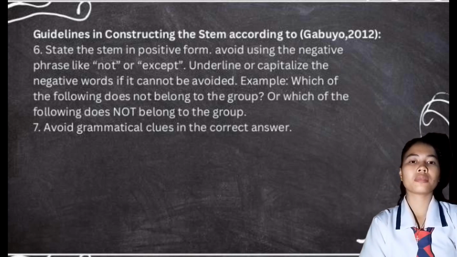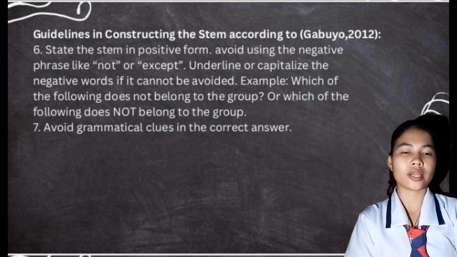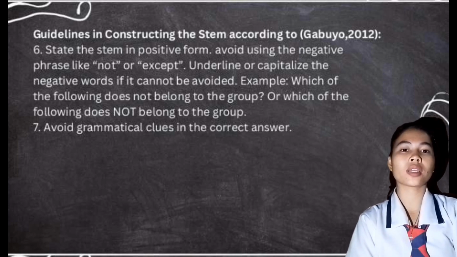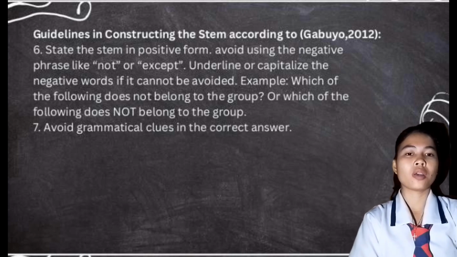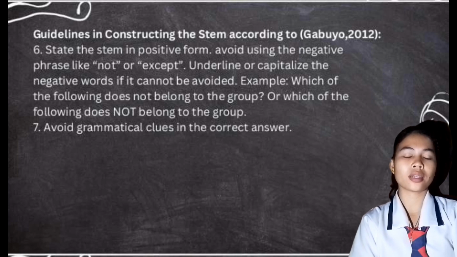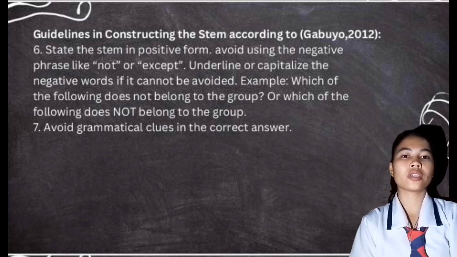Example, which of the following does not belong to the group? So, here the word not is in small letters only. And the second example, which of the following does NOT belong to the group? So, here the word NOT has all letters capitalized. And number 7, avoid grammatical clues in the correct answer.